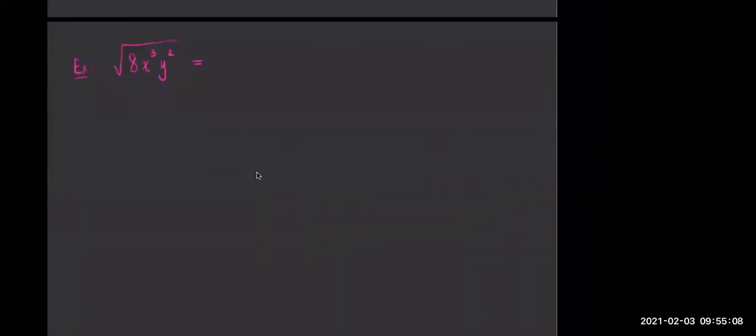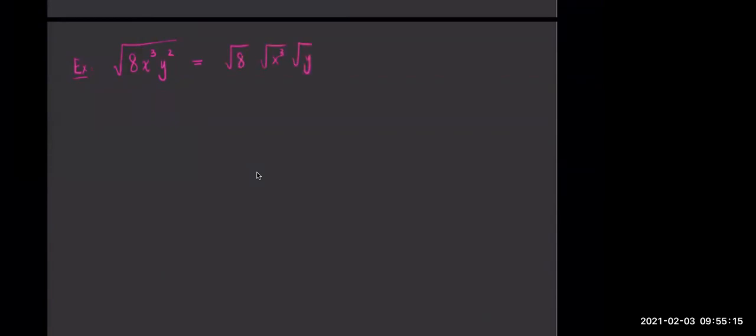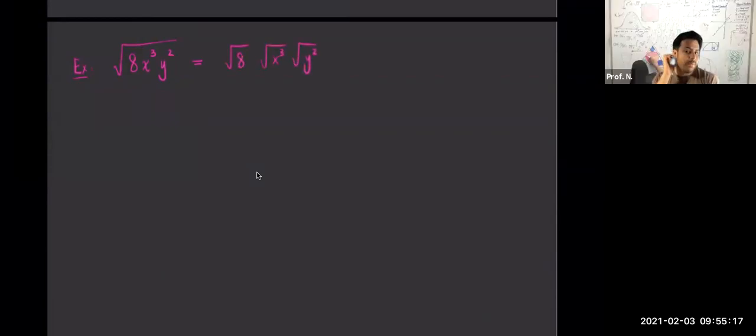Separate them into each radical. You can do that, sure. So we can say radical 8, radical x cubed, and radical y squared. So we can do that. But then what?